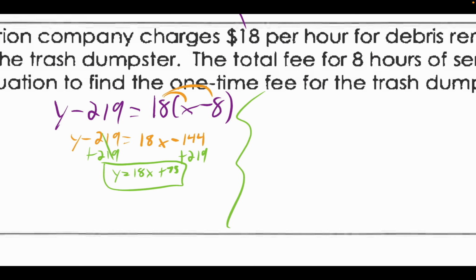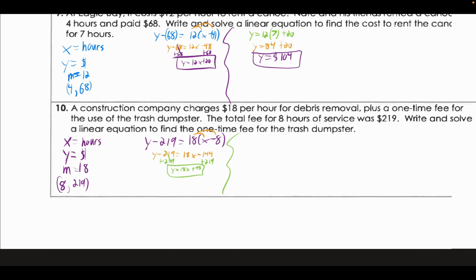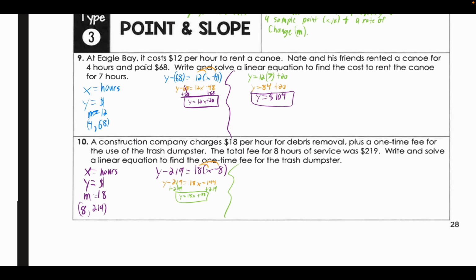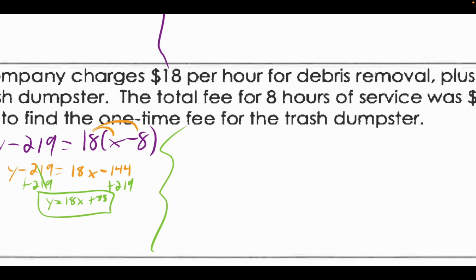Now, in the last sentence, we're supposed to write and solve a linear equation to find the one-time fee of a trash dumpster. So if we're doing just the one-time fee, that means we're plugging it in with 0 hours. So y equals 18 times 0 hours plus 75. So 18 times 0 is 0, and 0 plus 75 is just 75. So the one-time fee for the trash dumpster would be $75.